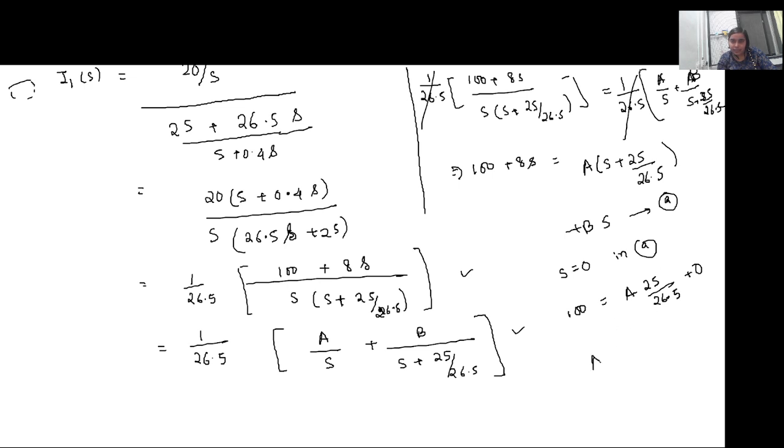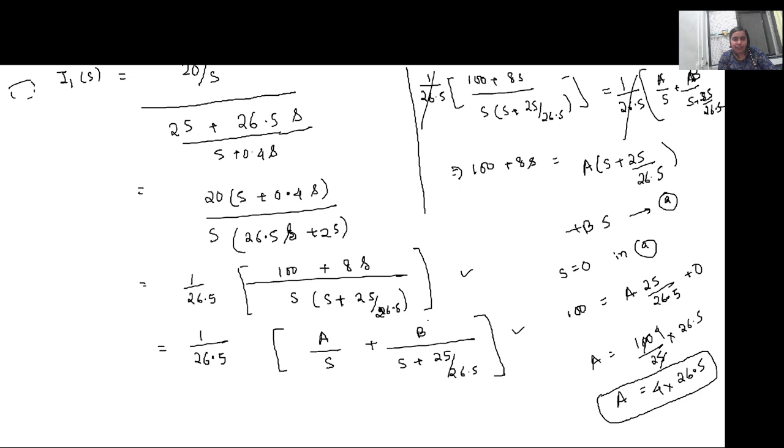So a is equal to 100 by 25 into 26.5. So it is 4 into 26.5. We will not multiply this 26.5 since it is outside. We may easily cancel it at some point. So right now a is this much.